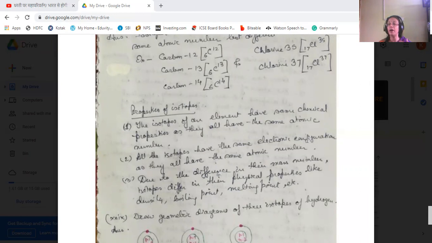But due to the difference in their mass numbers, isotopes differ in their physical properties like density, boiling point, melting point, etc. That differs due to the presence of different mass numbers. That's why their physical properties differ.